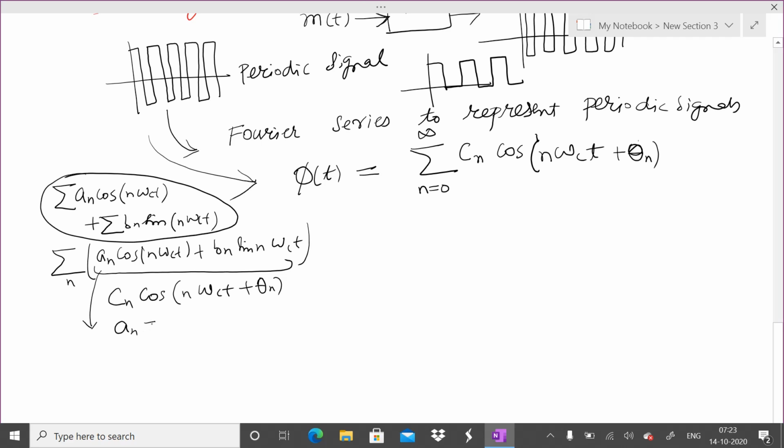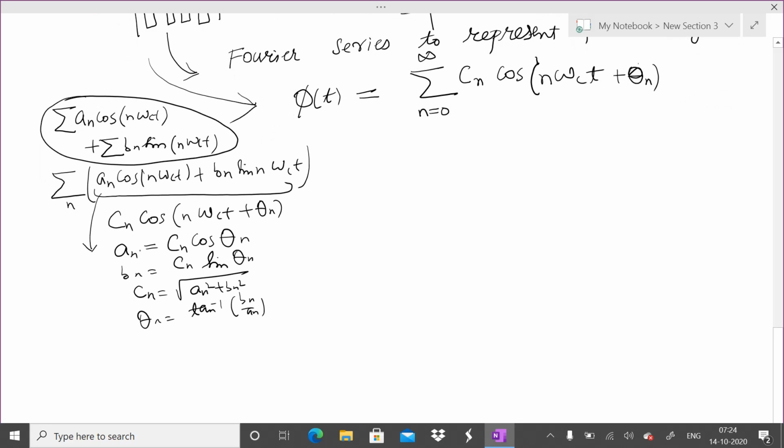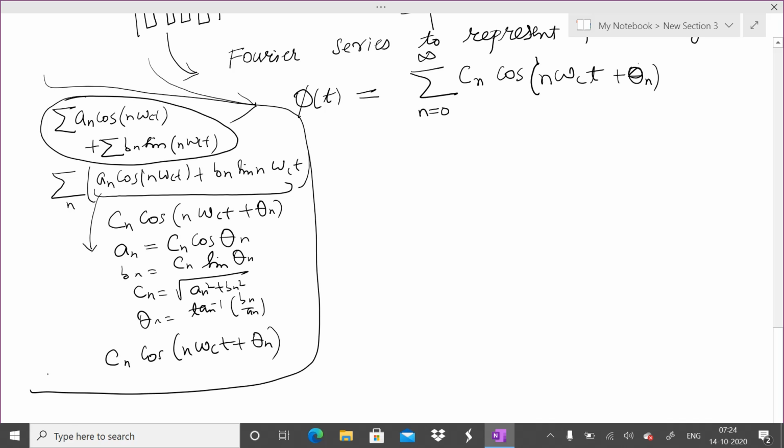So in fact let an be equal to Cn cos theta n, and bn is equal to Cn sine theta n, right? You write an and bn in this way, and then you get Cn is equal to under root of an square plus bn square, and theta n is equal to tan inverse of bn by an, right? And when you substitute an and bn in this way, you directly get Cn cos of n omega ct plus theta n. Okay, so they are equivalent ways of writing the Fourier series. So for us, this form is most convenient, and it goes directly as the result.